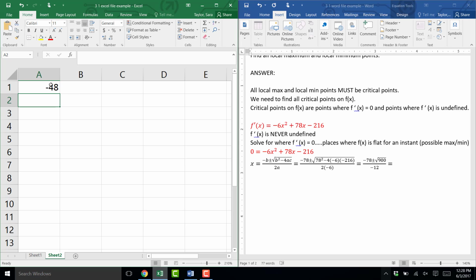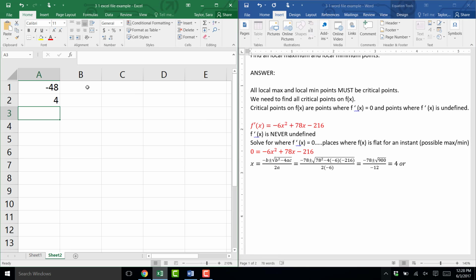I press enter. That's the numerator. I need the whole calculation to equal this numerator divided by negative 12. So, cell above it divided by negative 12. So one x value answer is x equals 4. But remember, there's two answers here.